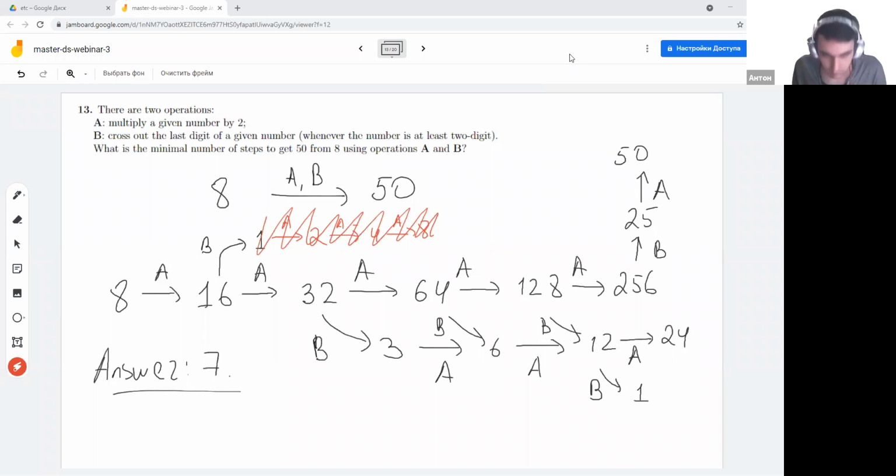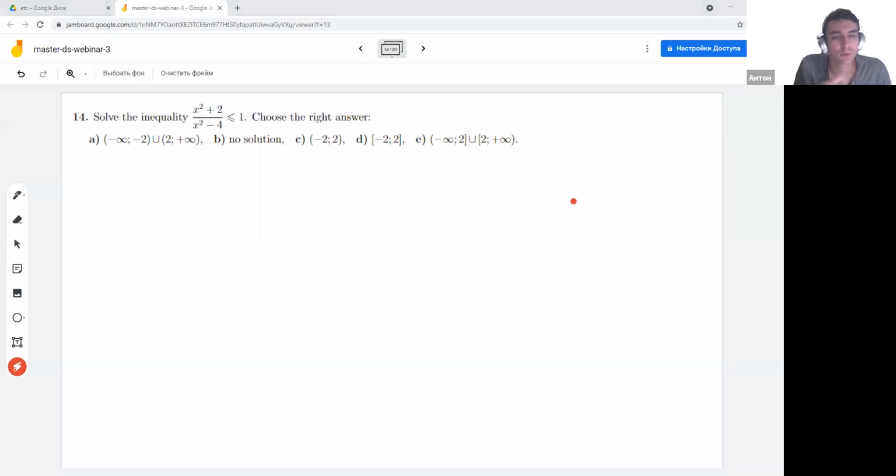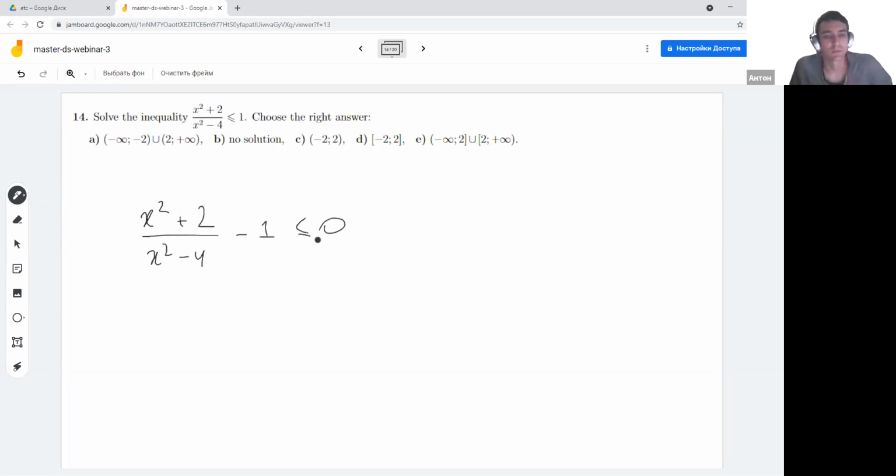Yeah, so this was problem number 13, sorry. Problem number 14 is more like a high school problem. We are asked to solve the inequality. So I will do it now. Let's see. x squared plus 2 divided by x squared minus 4, minus 1 is less or equal than 0.